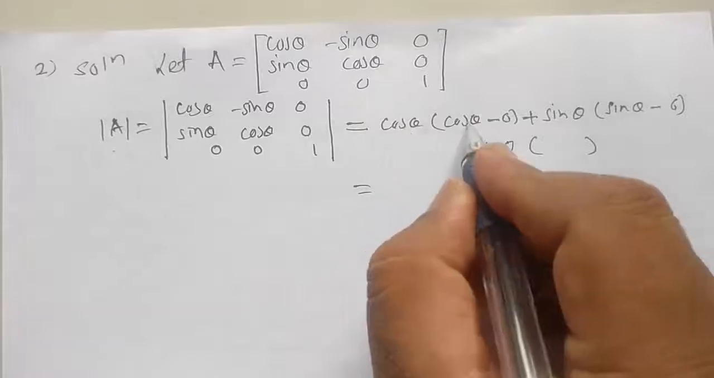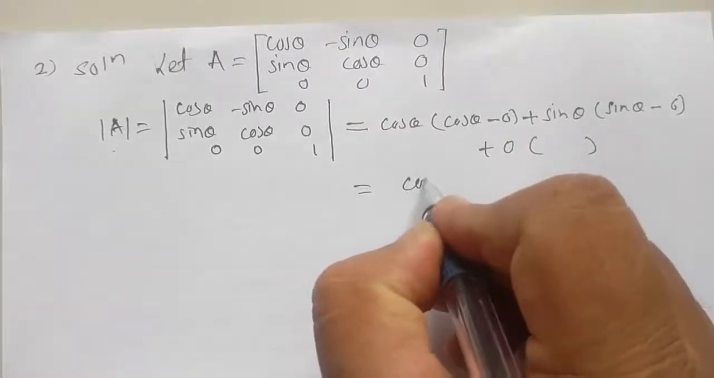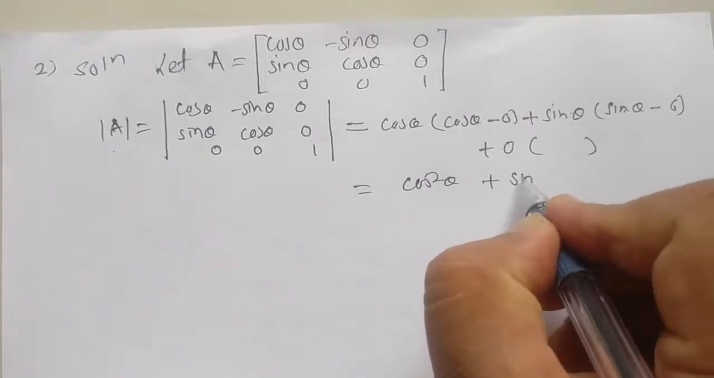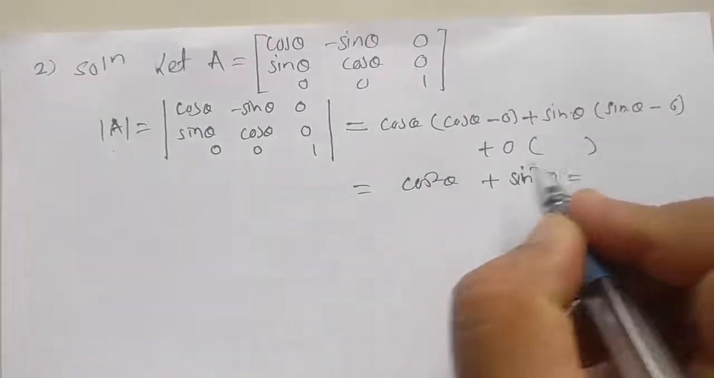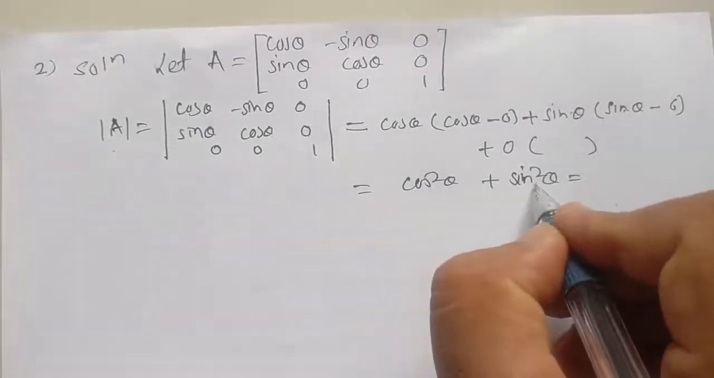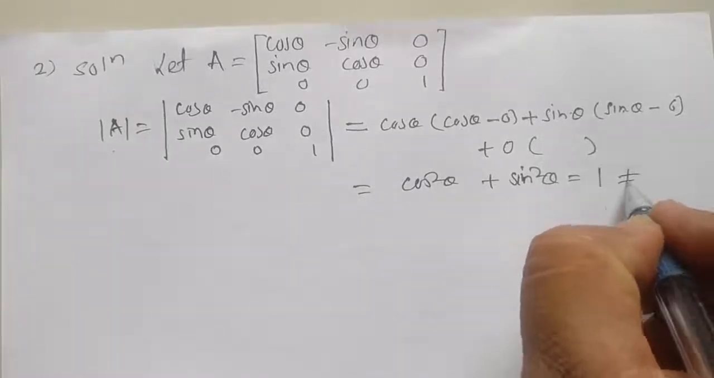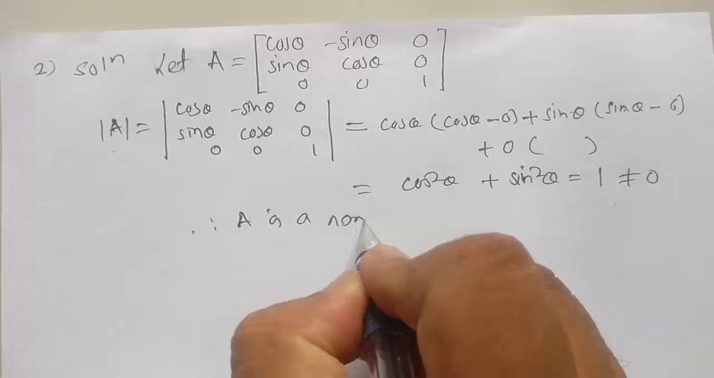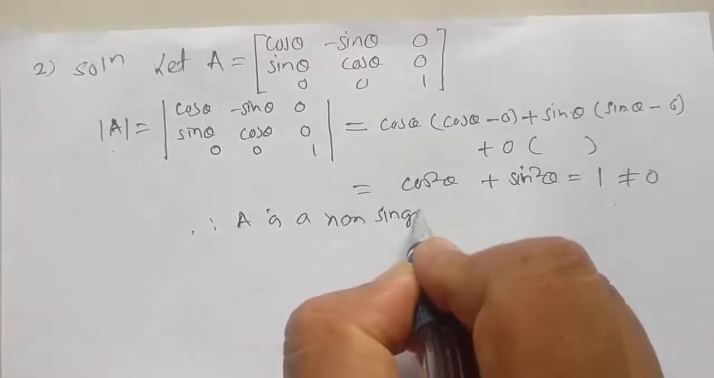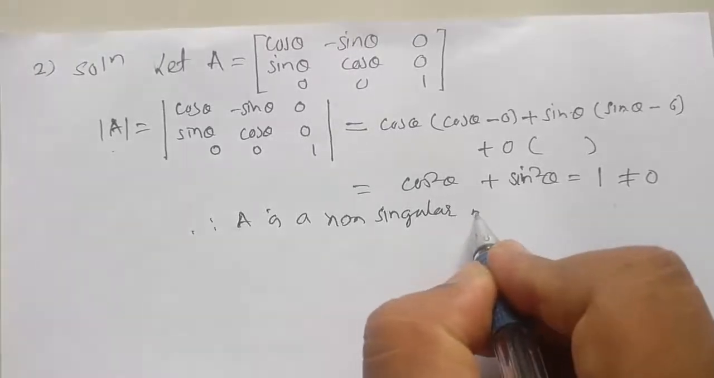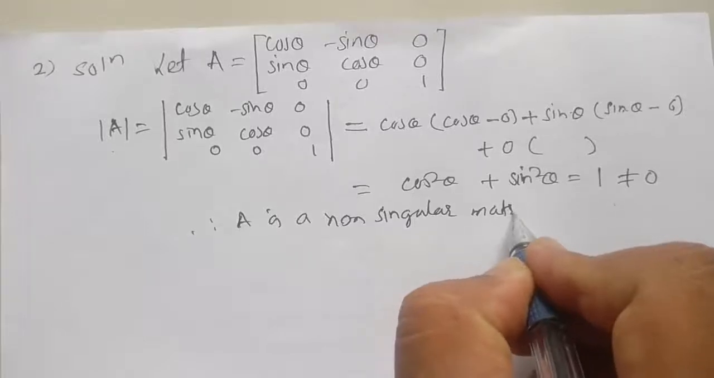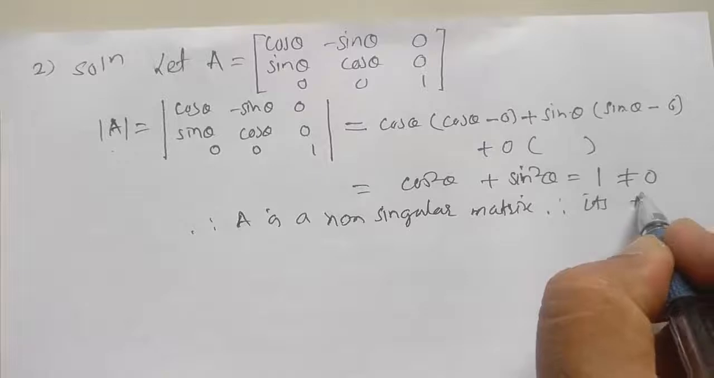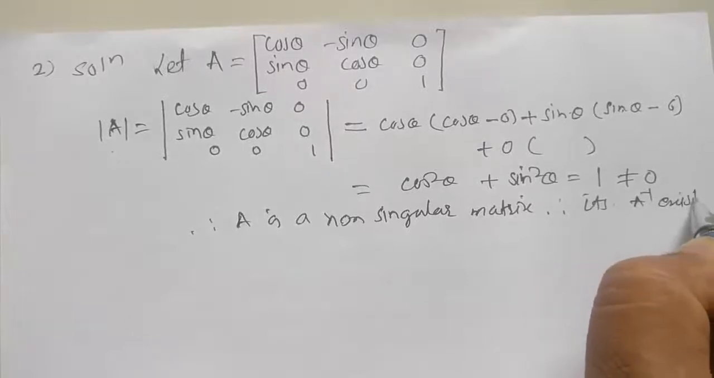So this is equal to cos theta into cos square theta plus sin theta into sin square theta. We know that cos square theta plus sin square theta is one, an identity. So it is 1, it is not equal to 0. Therefore, A is a non-singular matrix. Therefore, its A inverse exists.